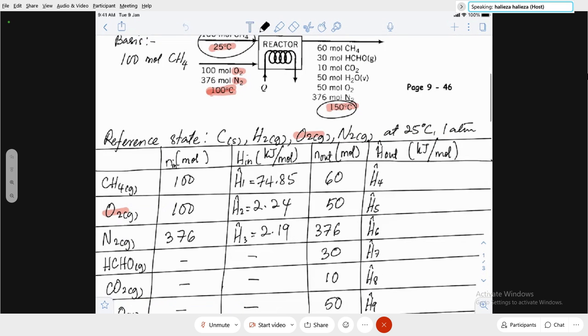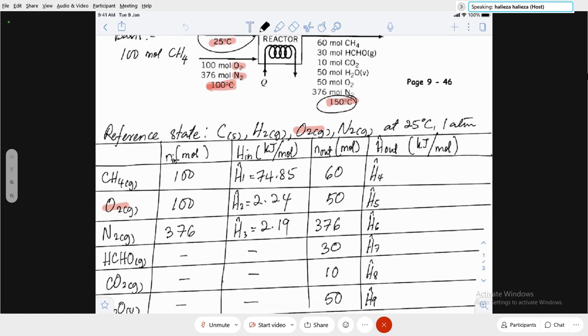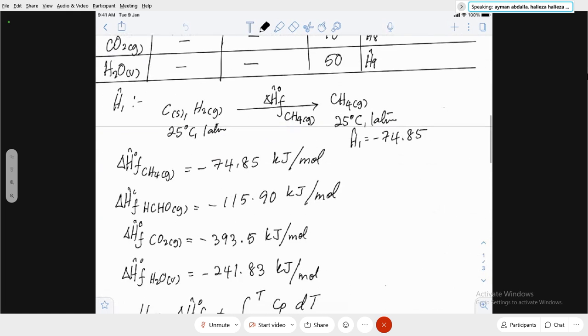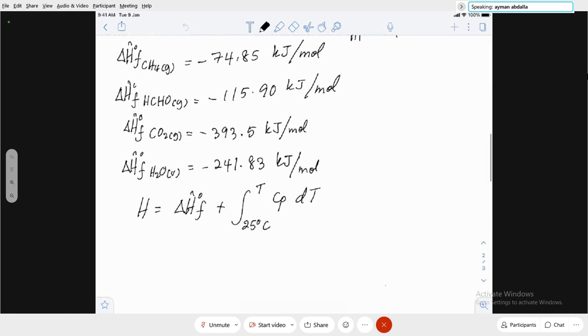Now let's look at it. Any question? Yes, I interpolated already. Okay, good. For N2, it's 3.6. Okay, hold on. Let me write it down. 150 degrees C. For O2, it's 3.775. Okay, it's not N2. It's O2.